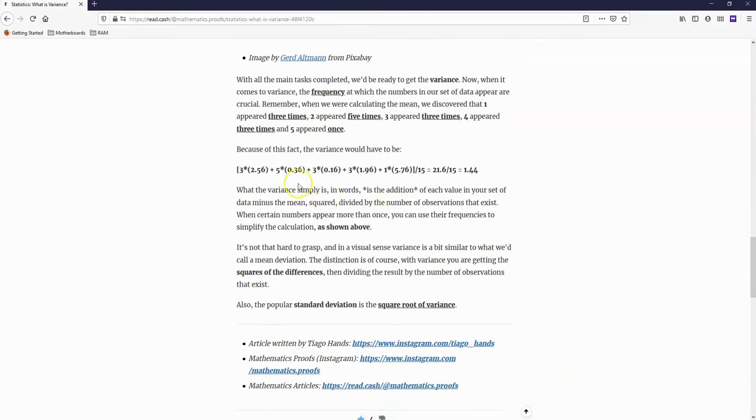The variance would have to be 3 times 2.56 plus 5 times 0.36 plus 3 times 0.16 plus 3 times 1.96 plus 1 times 5.76 over the number of observations, which is 15. This is going to give us the result 21.6 over 15, which is 1.44. And this is the variance.